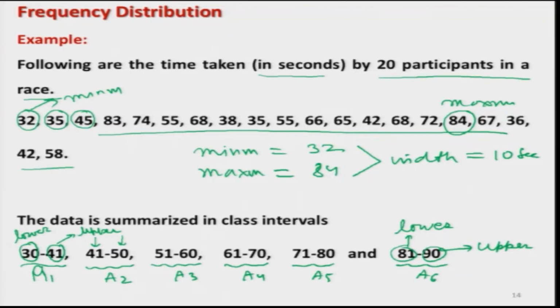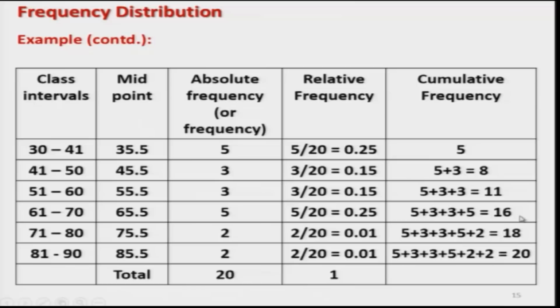Now, I will try to present it in some suitable tabular form so that I can easily understand it. So, now you can see here I have created a table and the first column here is class interval. And in this interval you can see here that I am trying to give the same class interval which I had denoted here as A1, A2, A3, A4, A5 and A6.